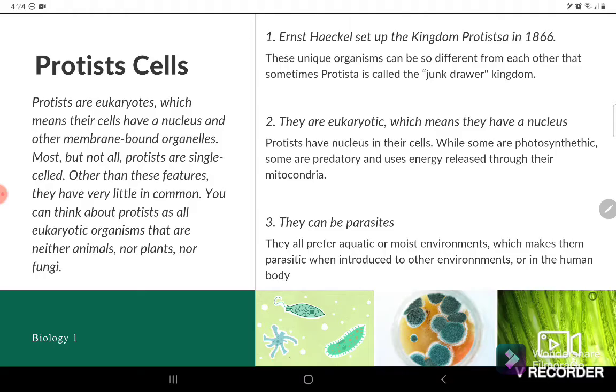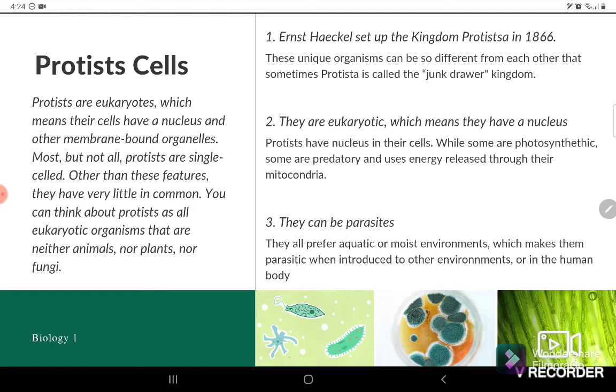So instead of insisting that this organism is under a plant category, Ernst Haeckel devised a new category, which is the kingdom Protista, placing here the organisms that do not fit the other different cell types.